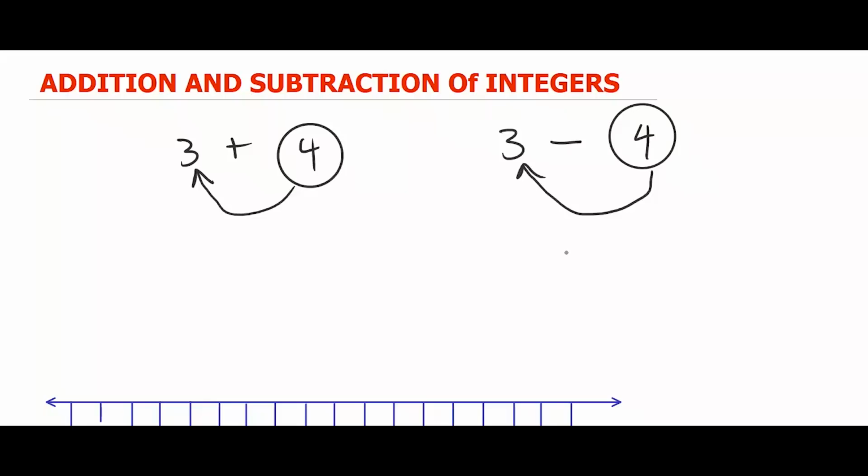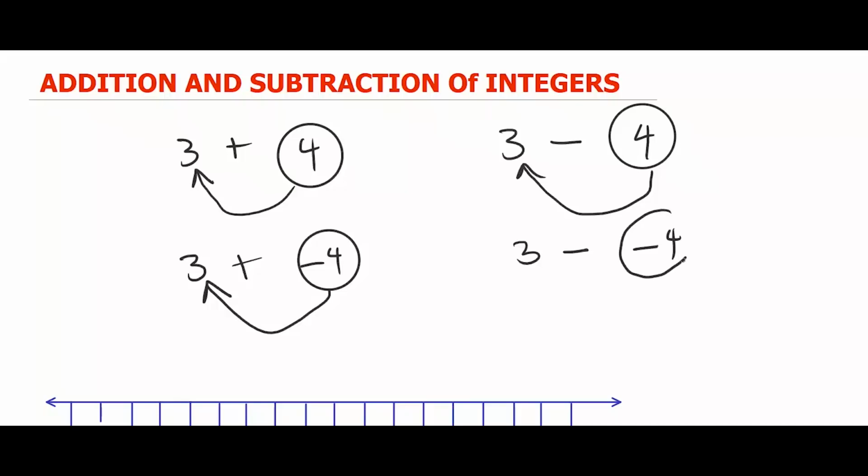The second category is addition and subtraction of a negative integer from an integer. In this case, if you have 3 plus negative 4, here you are adding a negative integer to this number. And also, when you have 3 minus negative 4, here you are subtracting a negative integer from this number.